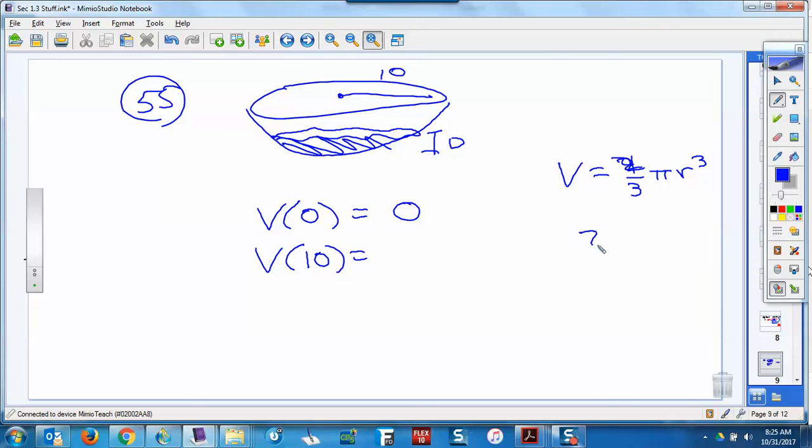So we put in 10 cubed, 1,000, so 2,000 pi over 3 would be your answer. If you didn't know the volume of a sphere formula, that would be problematic, but I would give you the volume of the sphere. So V of 10 would be that number. Okay, just the volume of half a sphere.